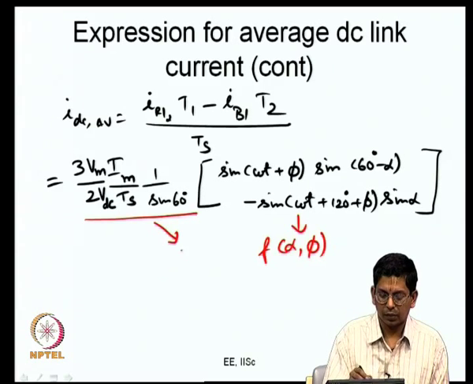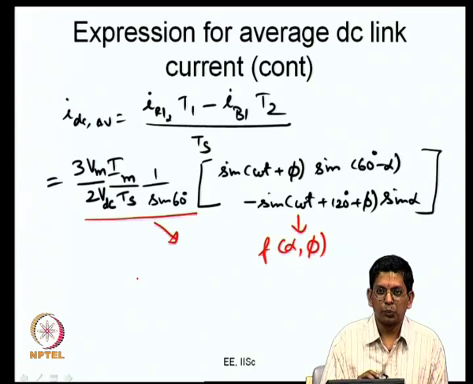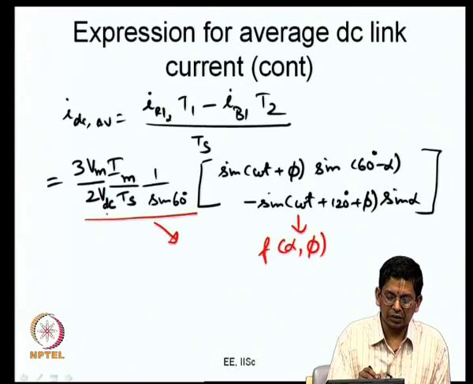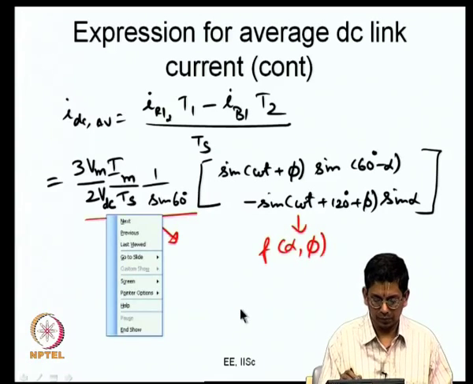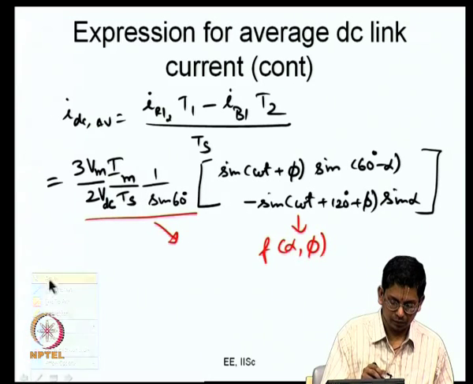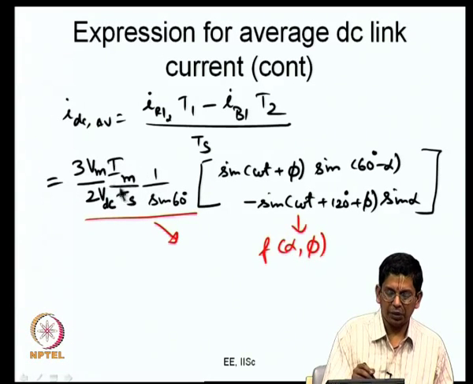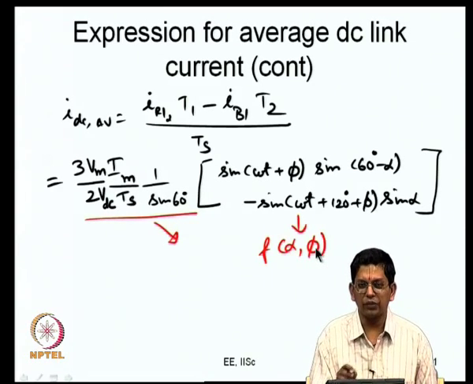This part is going to be a function of alpha and phi, and this part is going to be there. So, you can see that your IDC depends on various parameters. One is the DC voltage, and then there is the modulation index Vm, and then the peak value of current and the power factor angle, and so on and so forth. So, you can deduce this expression.